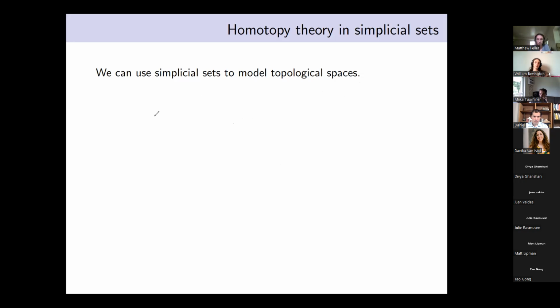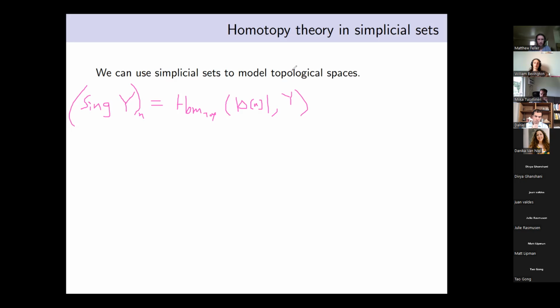And so if you have a topological space Y, you can get this simplicial set called Sing Y, which is the singular simplicial set of Y, where the set of n simplices of Sing Y is going to be the set of continuous maps from the topological n simplex to our topological space Y.